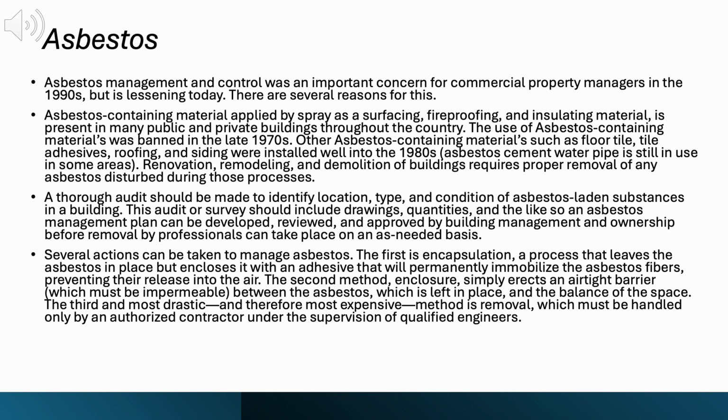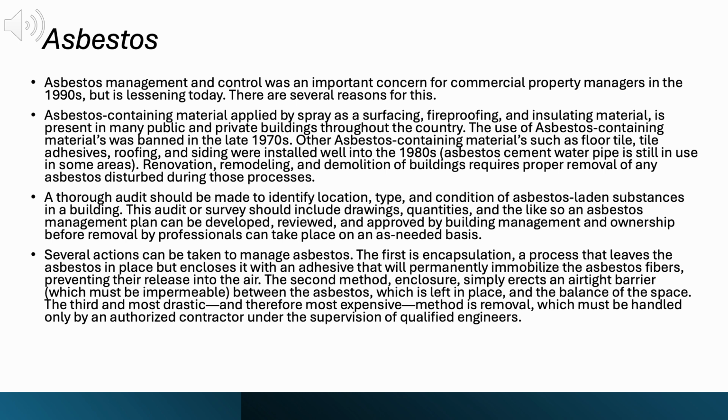Renovation, remodeling, and demolition of buildings requires proper removal of any asbestos disturbed during those processes. A thorough audit should be made to identify location, type, and condition of asbestos-laden substances in a building. This audit or survey should include drawings, quantities, and the like, so an asbestos management plan can be developed, reviewed, and approved by building management and ownership before removal by professionals can take place on an as-needed basis.